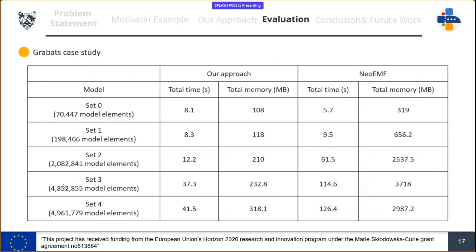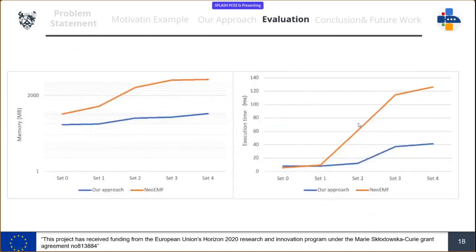So as you can see, just in the first one, the NeoEMF has a better time because the number of elements are not that much, so it couldn't pay the overhead for the static analyzer for generating queries and this stuff. But after that, as the number of elements increases, our approach performs better compared to NeoEMF.